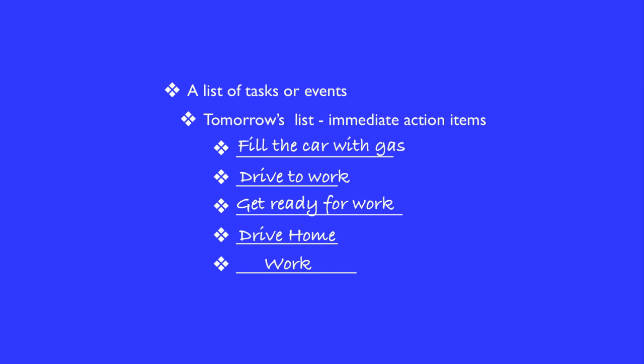Now, in what order will this list get done? Does one item have to be done first? What you are doing is placing values or priorities on the list. In this list, getting ready for work comes first, followed by drive to work and work. Fill the car with gas and drive home. Maybe we need to fill the car with gas before we go to work, depending upon how low the tank is. For this example, let's fill the tank after work.